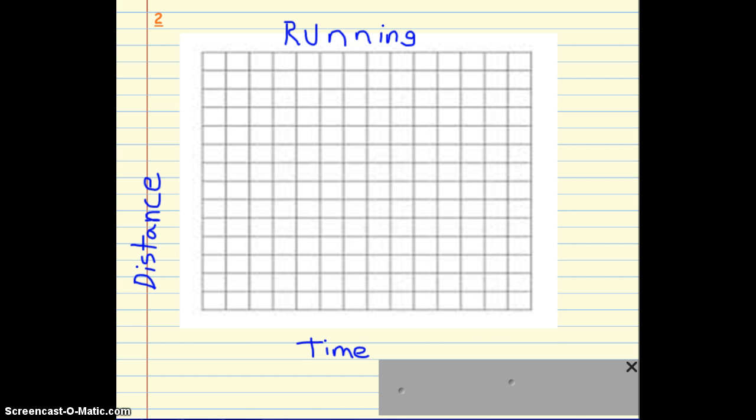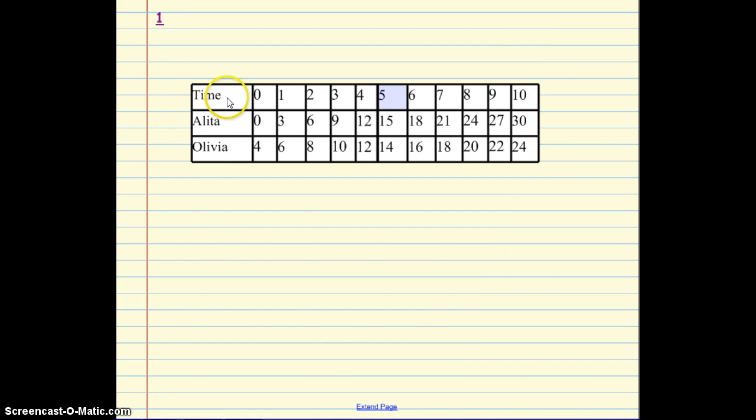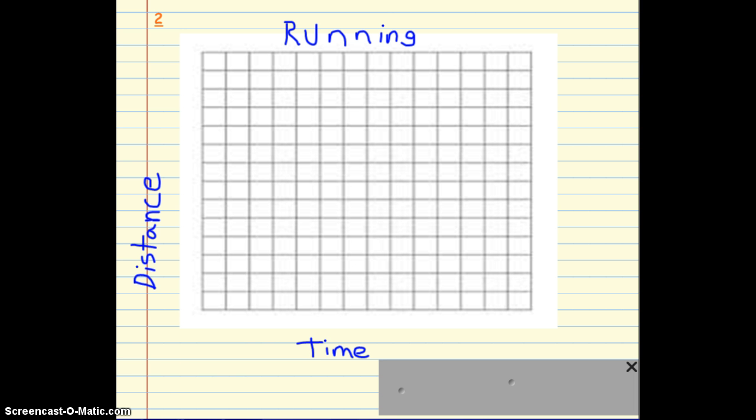Alright, taking a look at time. Well, as we look at our table, our time went from 0 to 10. So on our graph, our time needs to go, again, from 0 to 10. So make sure you start at 0 and number going across up to 10. And you want to number the grid lines, not the spaces, but the grid lines. And there you go, all the way up to 10.